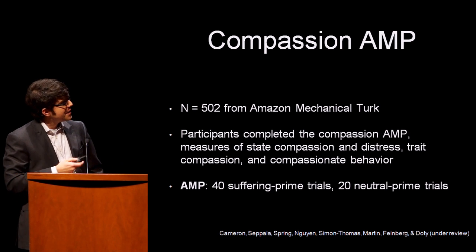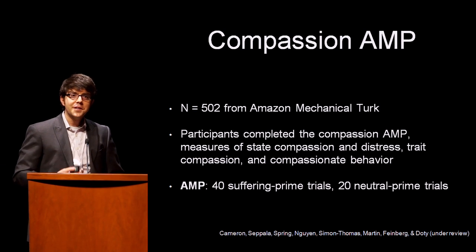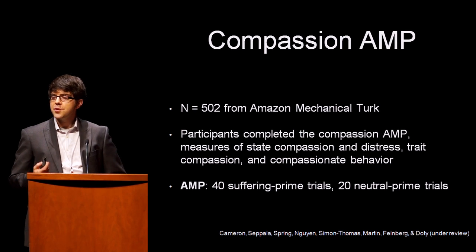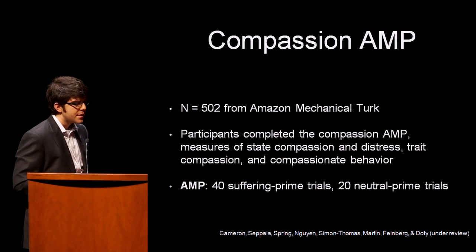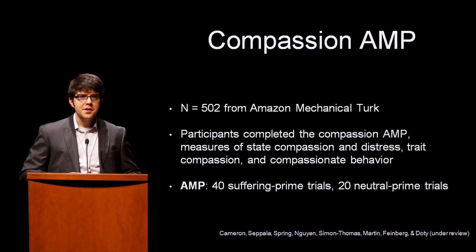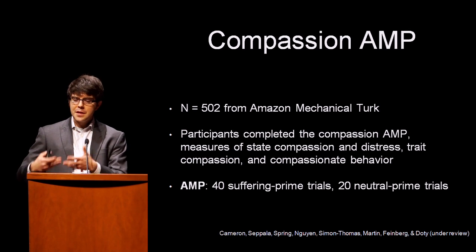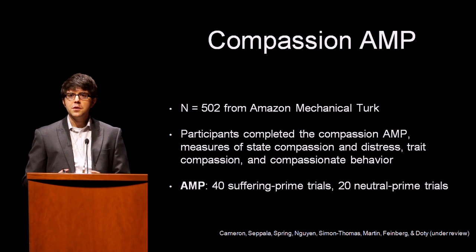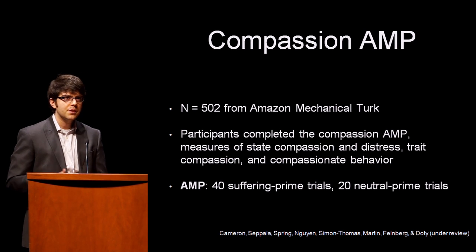So people completed the compassion version of the AMP, as I just described. They completed direct emotion ratings in response to a variety of social targets. They completed trait compassion measures, and then 2 measures of compassionate behavior. And the way the task is structured, there were 40 trials of the AMP, like what I showed you before, that showed people crying and clear states of suffering. There were also 20 trials that were control trials. They were just simple gray squares that weren't meant to elicit a strong response.